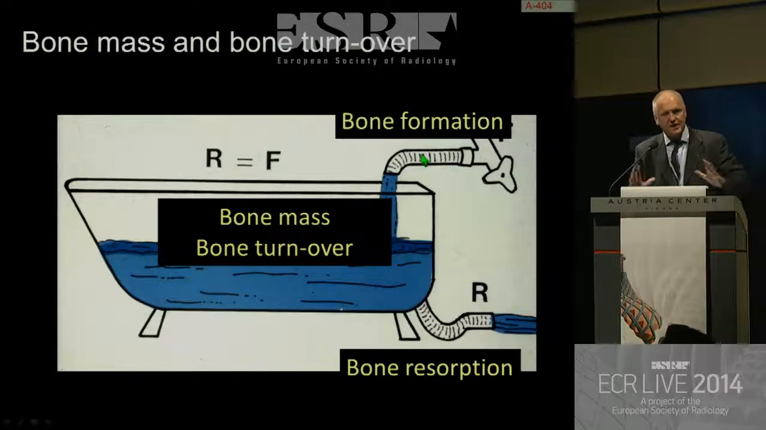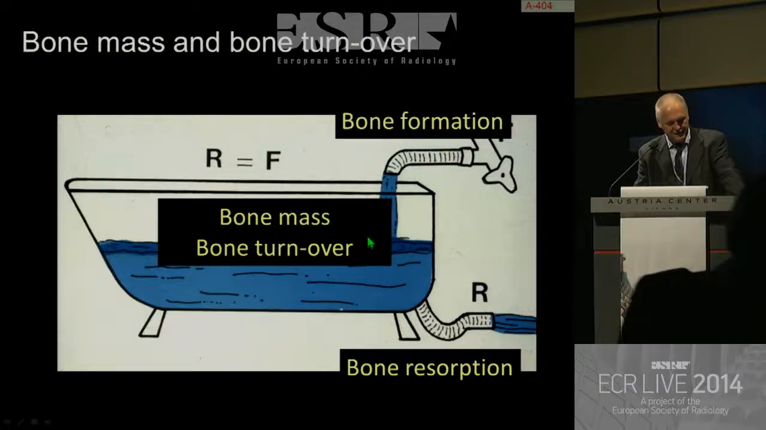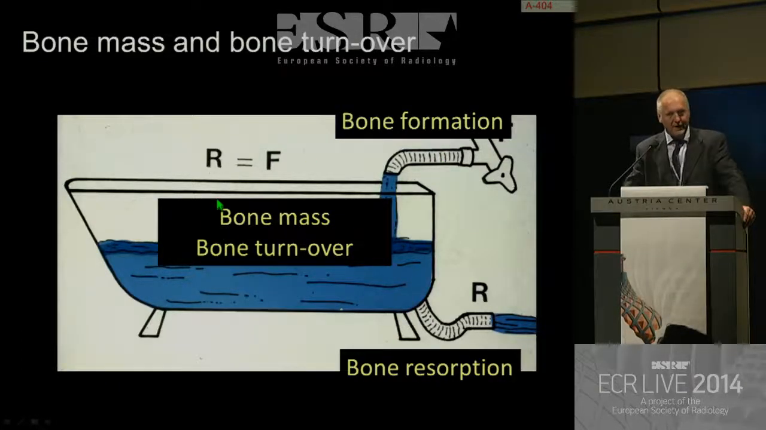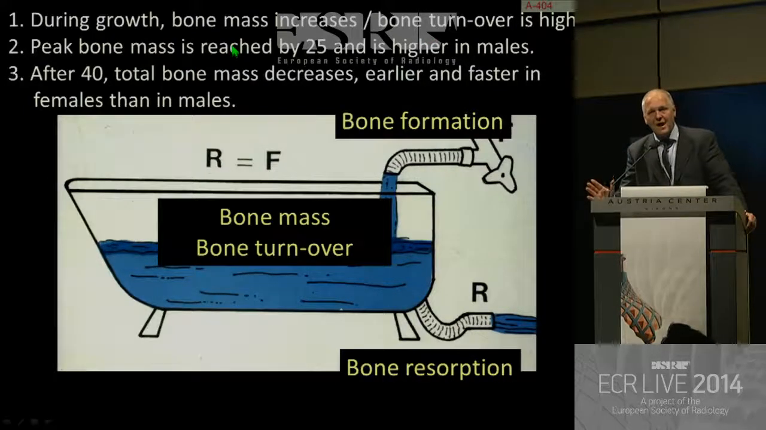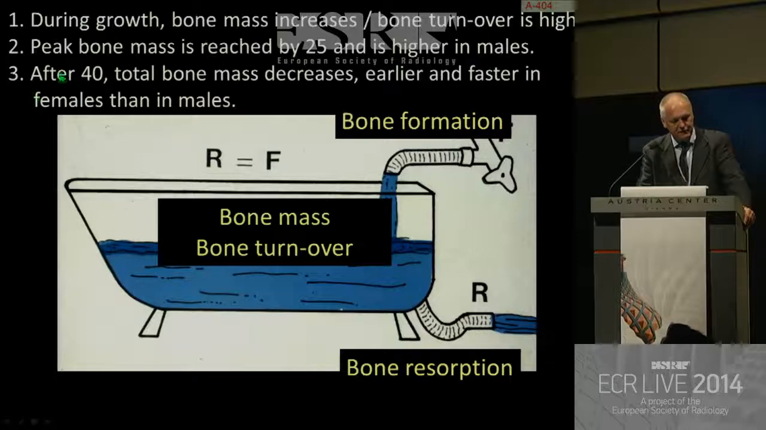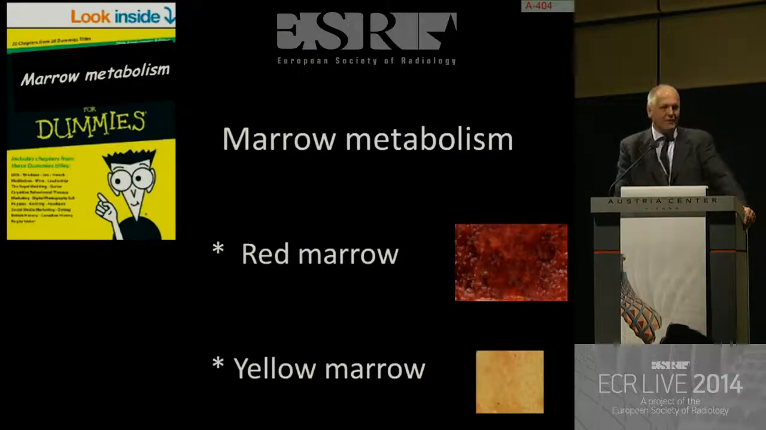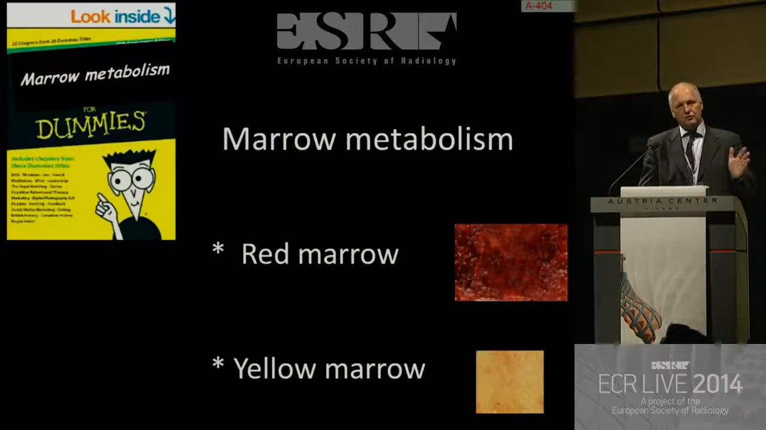In addition, the diameter of the vessels is important to modify bone turnover. If there is a lot of bone resorbed and a lot of bone formed, then the bone turnover is high. Well, during growth, bone mass increases and bone turnover is high. A peak bone mass is reached by the age of 25, and that peak bone mass is higher in male than in females. But after the age of 40, total bone mass decreases, and that decrease starts earlier and goes faster in female than in male. That's it for bone metabolism. That's all you need to know to understand the images.